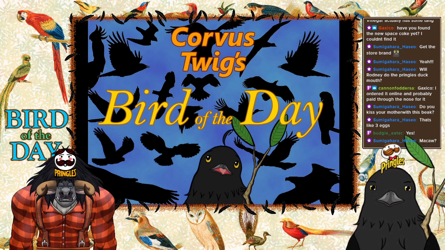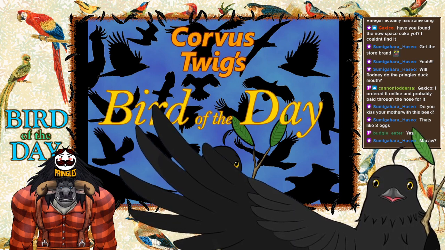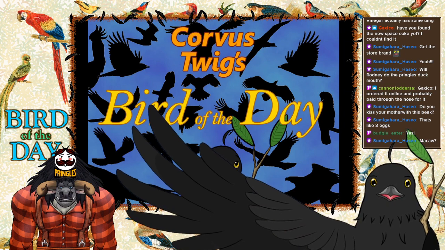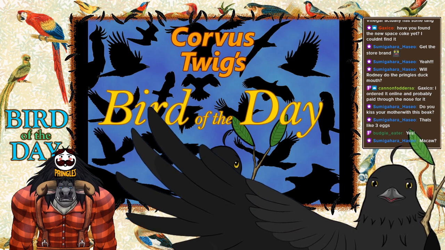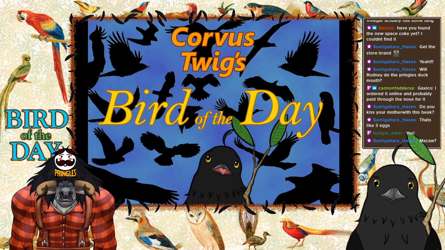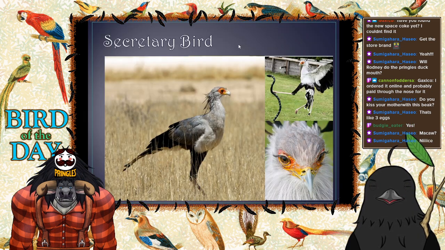It's special because this Bird of the Day, well, let me tell you, folks. This Bird of the Day is number 69. So nice. This is my 69th Bird of the Day. Nice. So what bird could Carvis Twig do for his 69th Bird of the Day? Well, of course, we're going to do the secretary bird.